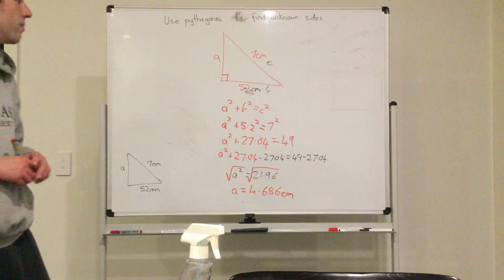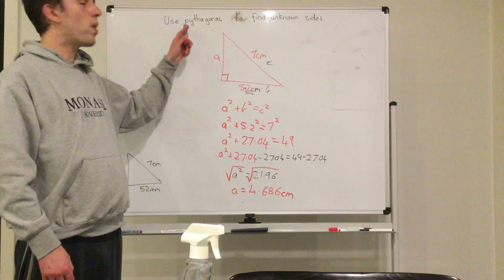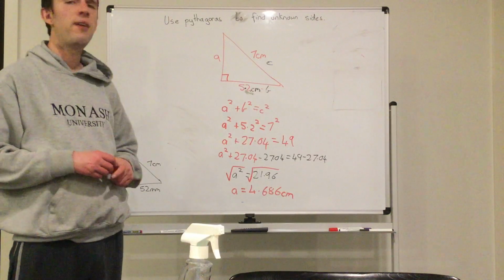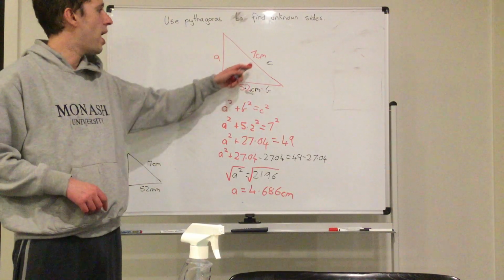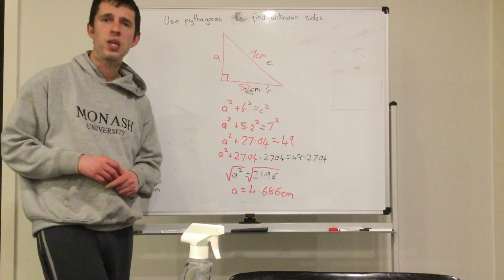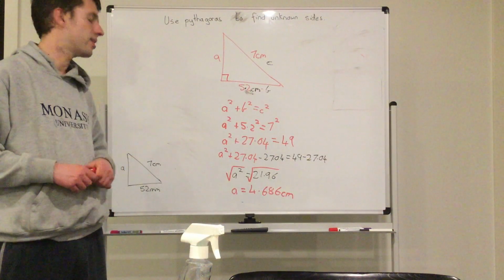And there you have it. So we can use Pythagoras theorem to find any unknown side. We just also need to make sure that our metric units are the same. If they are the same, it makes things easier.